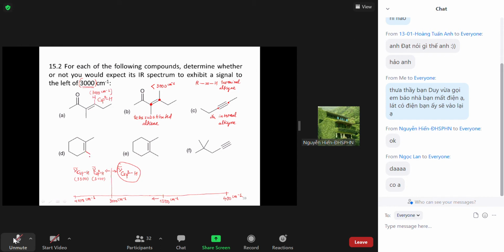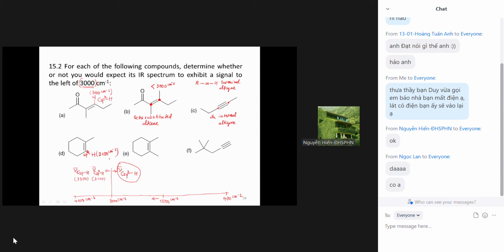Okay, in compound D, you have CsP2 hybridized carbon atoms, and therefore this will absorb light at a wave number of 3100 centimeters to the -1. So on the left, here you also have a tetrasubstituted alkene. Or in other words, you don't have any CsP2H, so you have in this case only a signal below 3000.